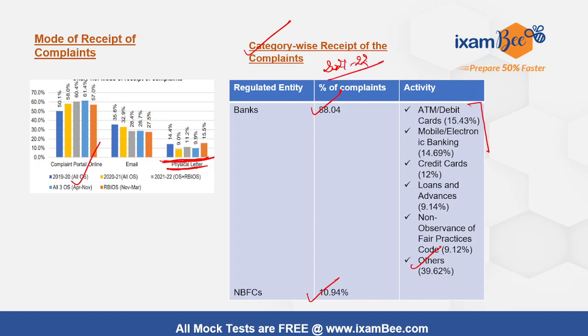There is also a significant disclosure that complaints relating to ATM and debit cards have witnessed a decrease over the past 3 years, but the share of mobile and electronic banking complaints has seen a slight increase. Also, loans and advances contribute the majority of complaints against NBFCs, followed by non-adherence to the Fair Practices Code, which is now also in the loans and advances section. All complaints related to that will now be considered under the loans and advances section.